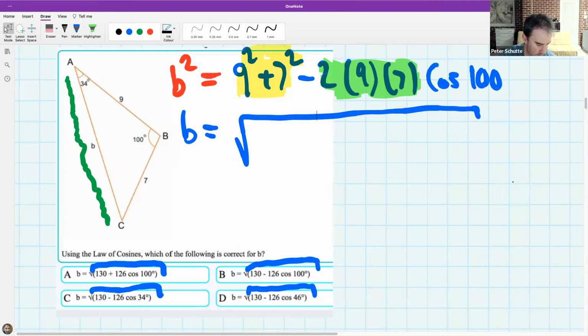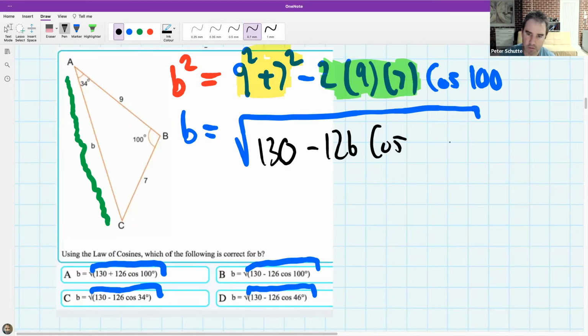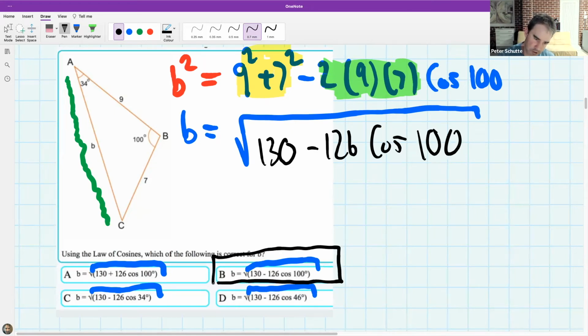Well, 9 squared plus 7 squared is 130. And 2 times 9 times 7 is 126. So is there an option like that? Square root of 130 minus 126 cos 100? Yes. So the correct option would be option B.